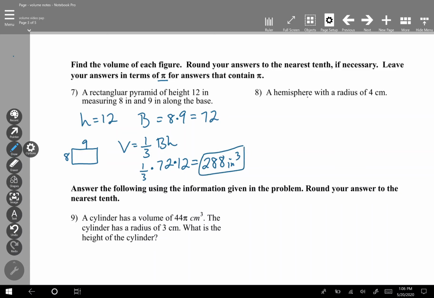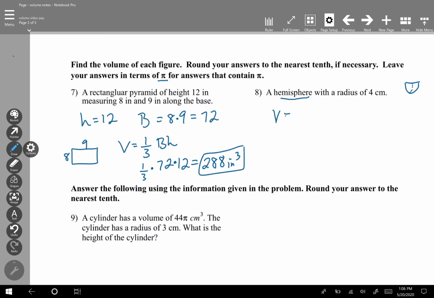Okay, now here, a hemisphere. A hemisphere is half of a sphere. The top or the bottom half is cut off, just half of it. Like the northern hemisphere, southern hemisphere, eastern, western, all that. Half a sphere. It says a radius of 4 centimeters.